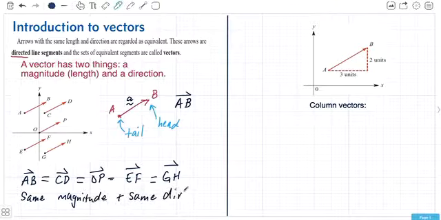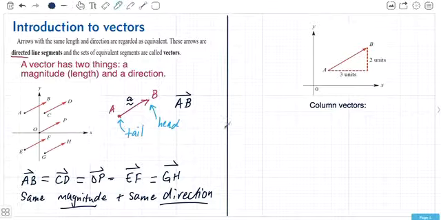So with vectors, we're actually not so much concerned with where they are on the plane as we are with their magnitude and with their direction. Their actual placement on the plane is not really that important anymore with vectors, which is really a bit interesting when we get into things with proofs.